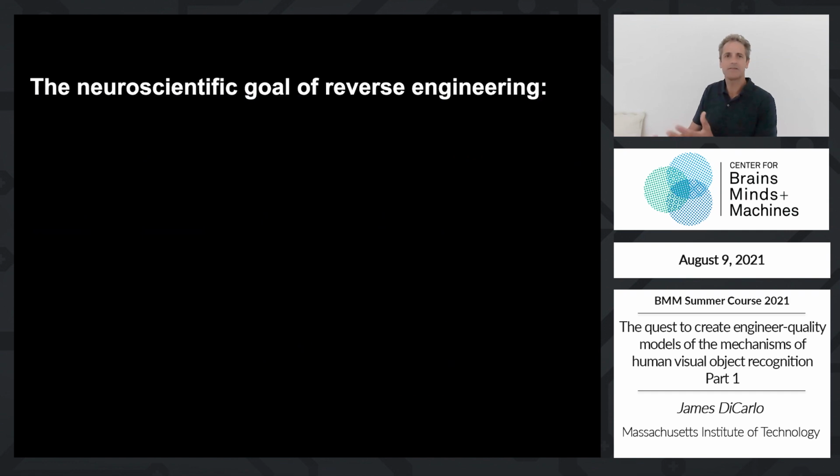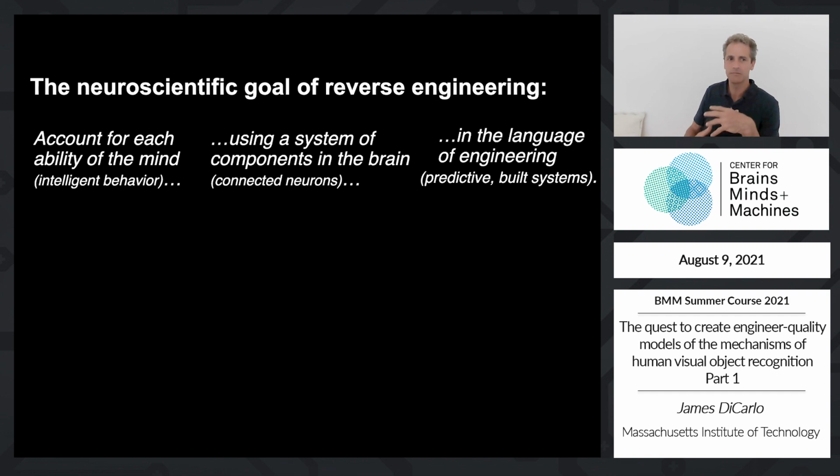Okay, so then this sets up what I called at the beginning the goal of reverse engineering. The goal is to ultimately account for every ability of the mind, which we'll call intelligent behavior, say account for visual perception or even just object recognition, using a system of components of the brain, which would be systems of connected neurons as hypotheses, and to do that in the language of engineering, meaning we don't just say there's a collection of neurons that give rise to it, but we actually build such systems so that they can offer predictions and explain what's going on and tell us how we can intervene in that system in a predictive way.